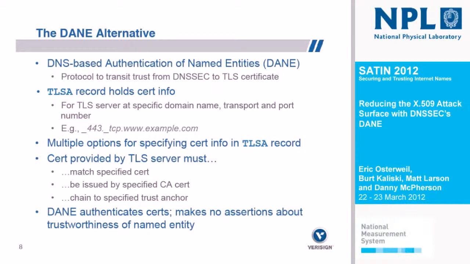And that's where DANE comes in. DANE is the name of an IETF working group, which stands for DNS-based Authentication of Named Entities. And really the purpose of DANE and how it works is very simple. It's simply transiting trust from DNSSEC to a TLS certificate. So you take the trust that you have in a particular signed zone's assertion, and they authenticate a particular certificate, and then you can trust that certificate.